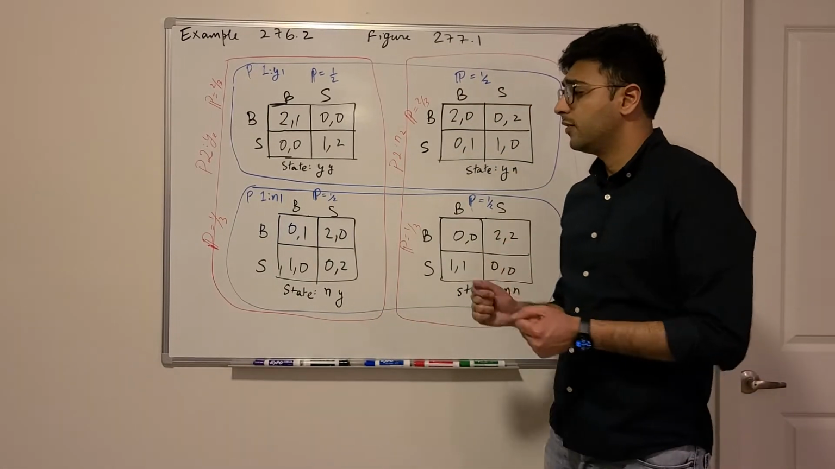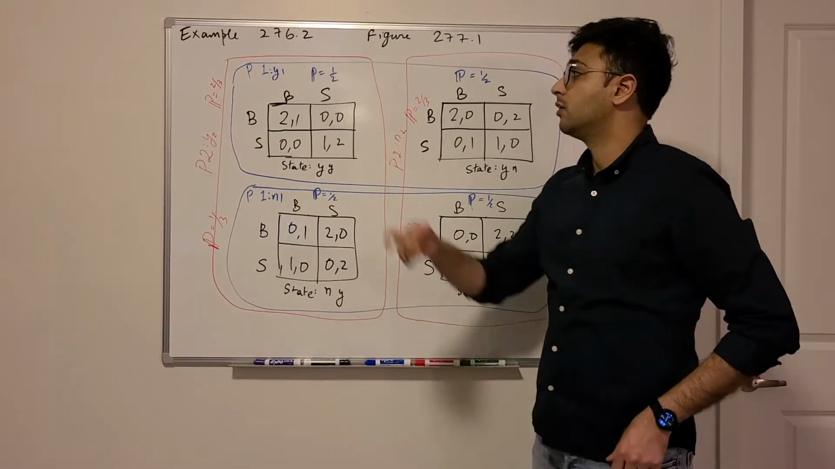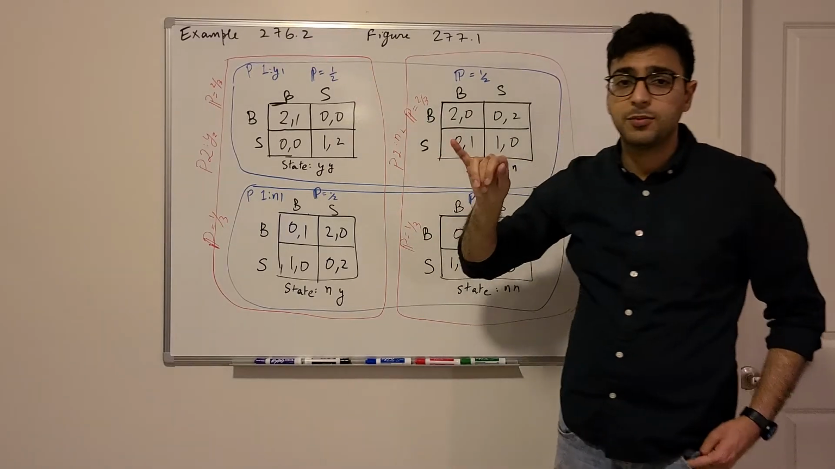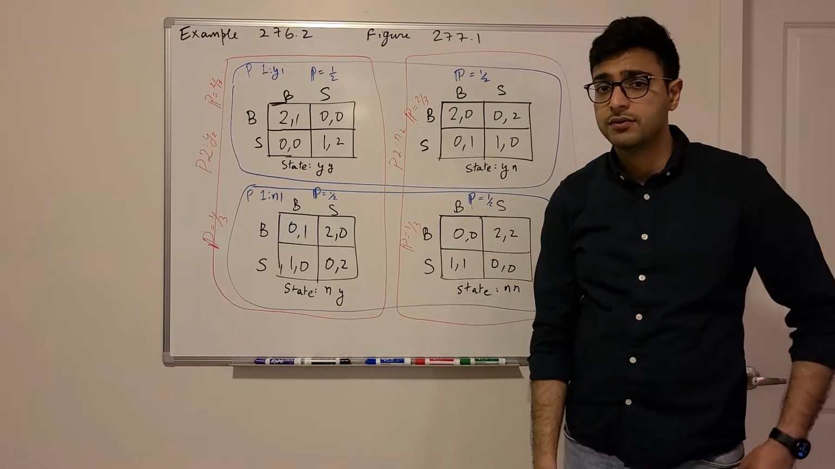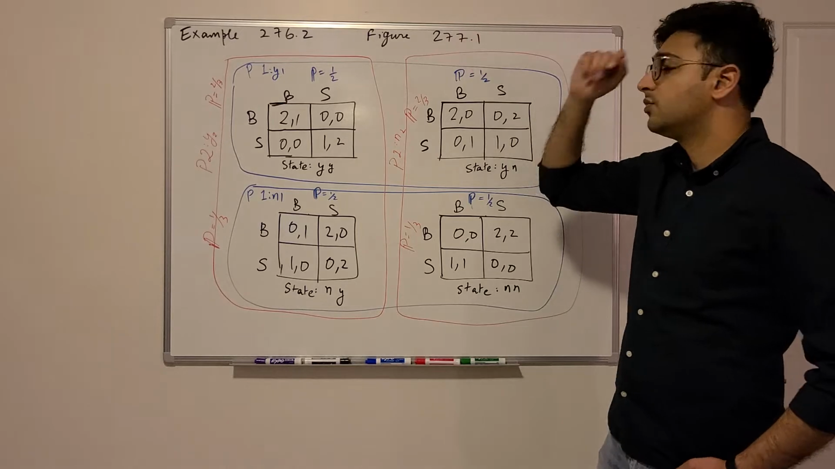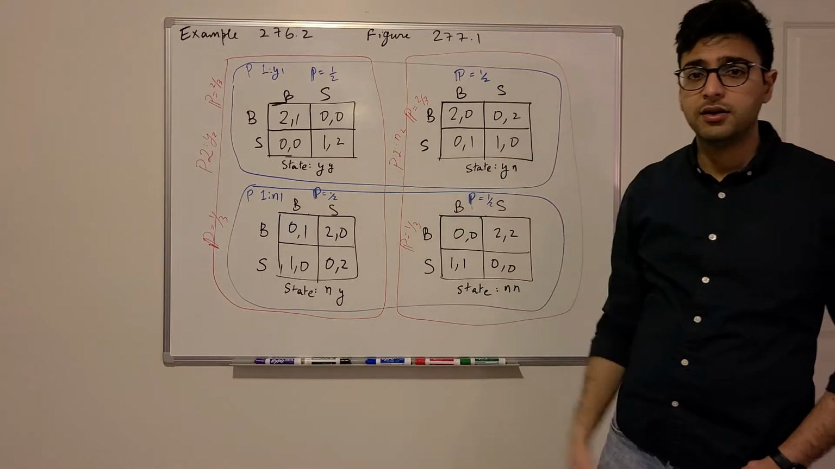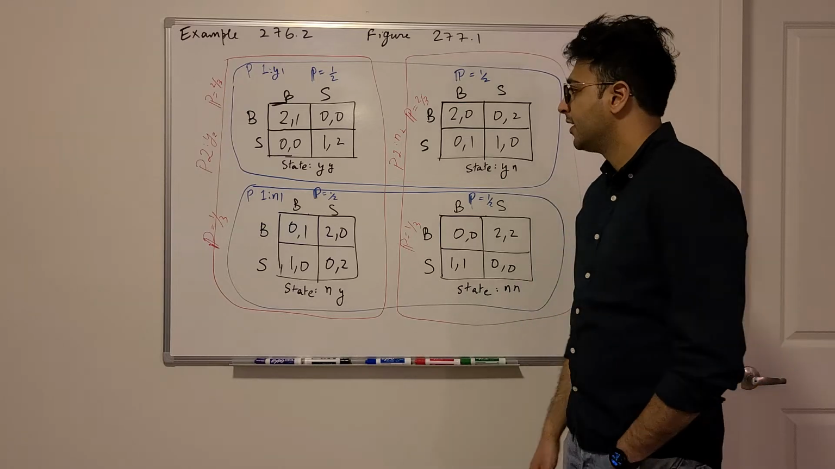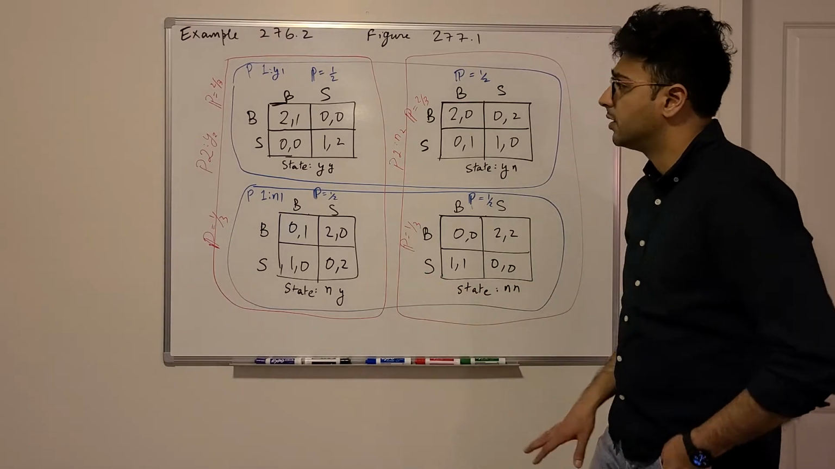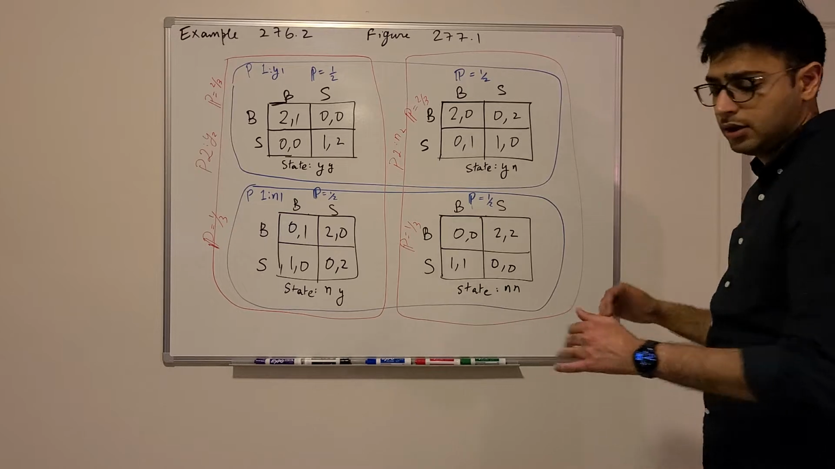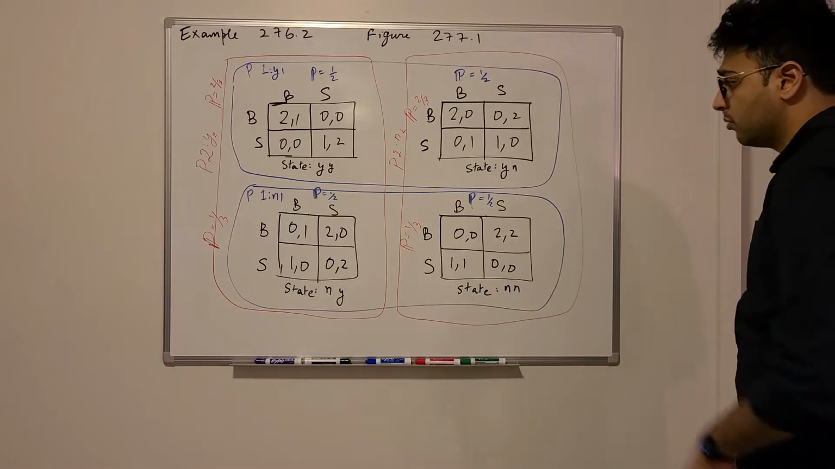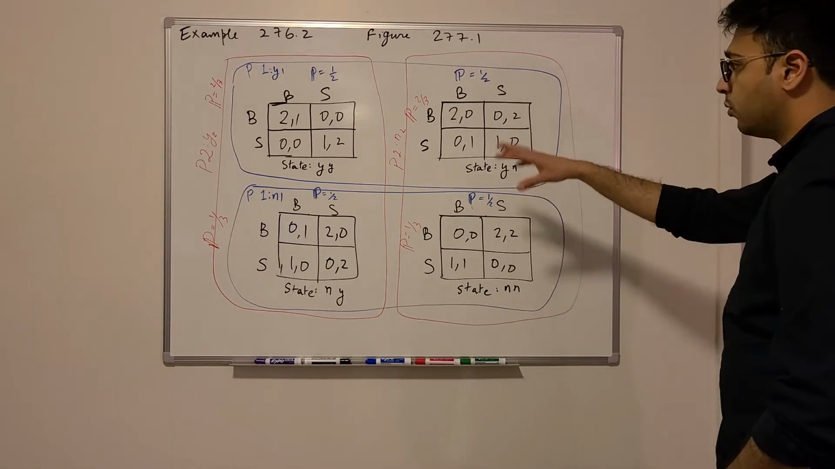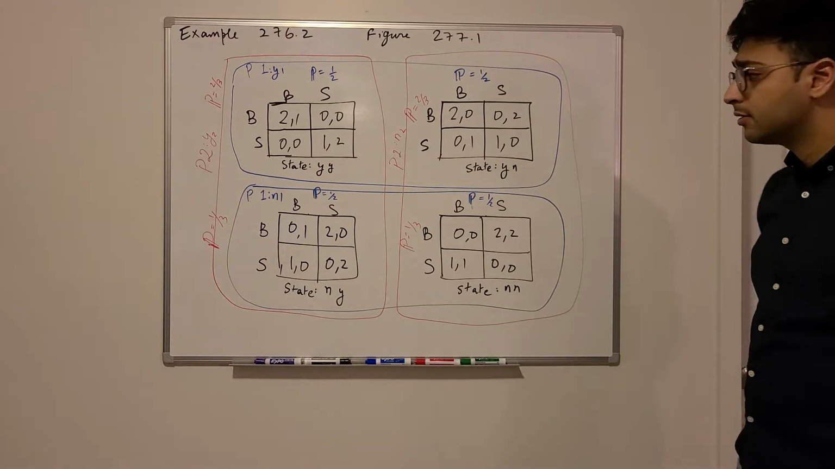What we'll do in this video is take a look at example 276.2, so that's on page 276 of the book. This is figure 277.1, which basically draws out the payoffs for that game. And all I really want to do is to have you guys look at this picture in the book in front of you or on the board here and just go over what the different parts of this picture mean.